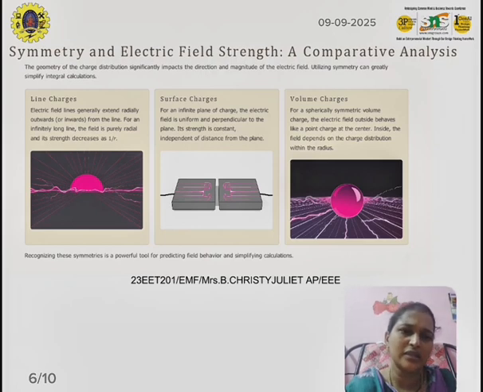If it is a surface charge, for an infinite plate of charge, the electric field is uniform and it is always perpendicular to the plane. So the field strength will always be constant, irrespective of the distance.